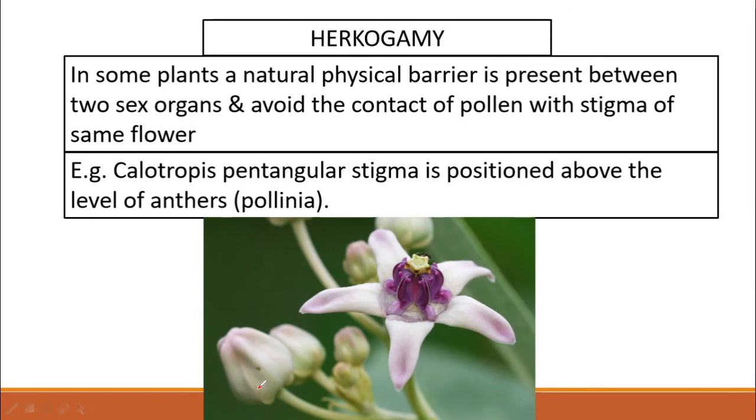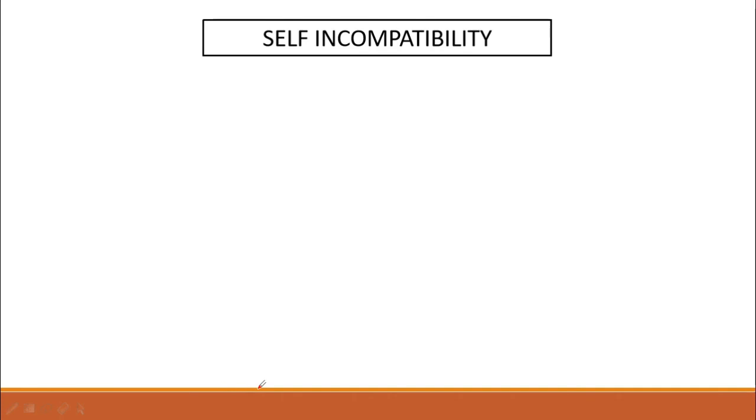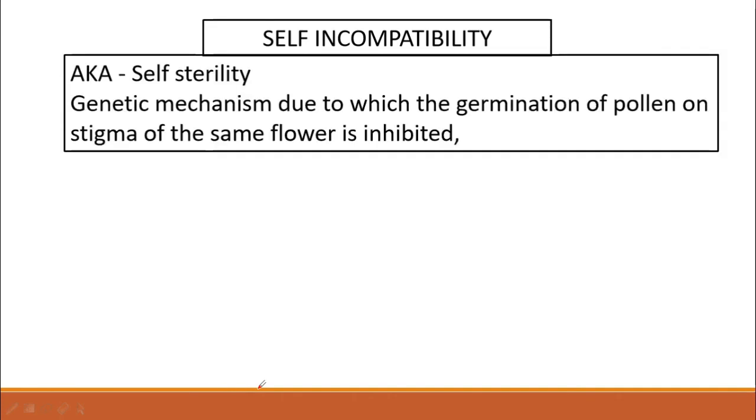Let's see the last type of outbreeding device, that is self-incompatibility. As the name says, self-incompatibility, also known as self-sterility. This is a genetic mechanism due to which the germination of pollen grain on the stigma of the same flower is inhibited. That means the pollen grain of the same flower won't germinate on the stigma of the same flower.